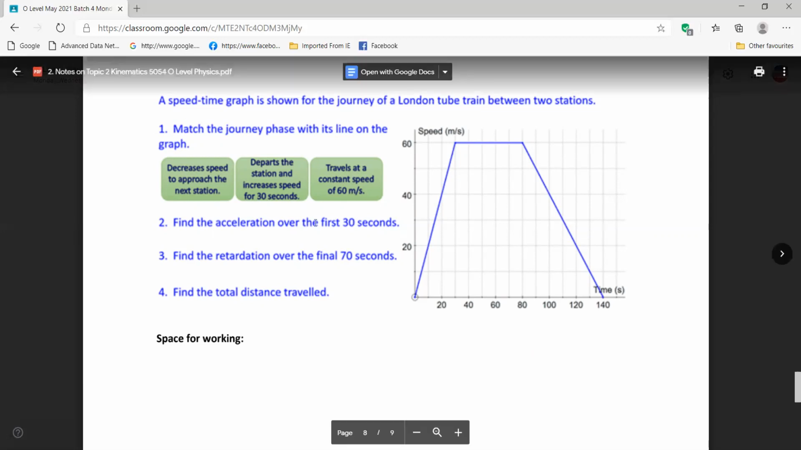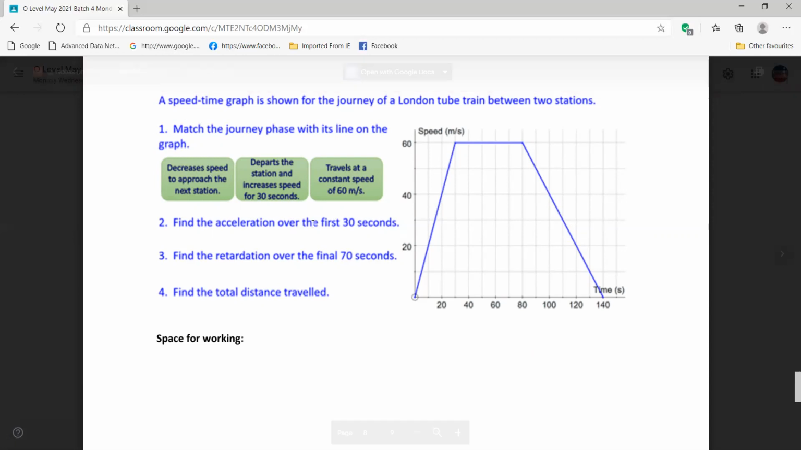Then next, depart the station and increases speed for 30 seconds. Which part? So it's for the first part. Very good. Then the last one is for the second part, right? Yes, sir. Then continue. Next question.